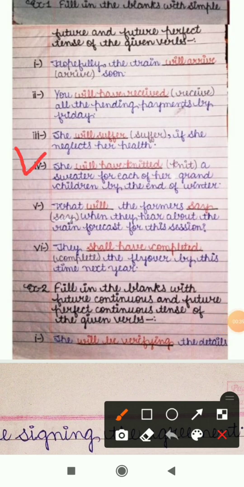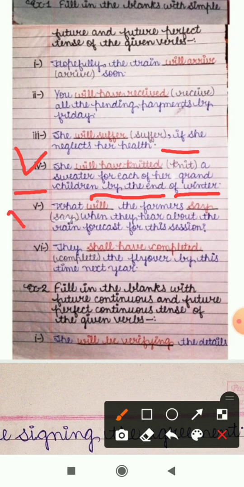Fourth sentence is: she dash a sweater for each of her grandchildren by the end of winter. So here again a certain point of time is being given, that is by the end of winter. That means we have to fill with perfect tense, that is future perfect tense. The verb given is knit. So we have filled: she will have knitted a sweater for each of her grandchildren by the end of winter.